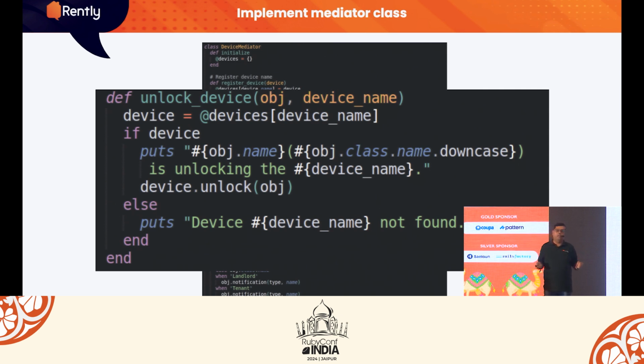Same for the unlock device, I introduce another method, where I'm expecting the same object, a tenant or landlord, and the device name. If the device is found, then I'm calling the device class unlock method, and if the device is not found, I'm giving device not found.